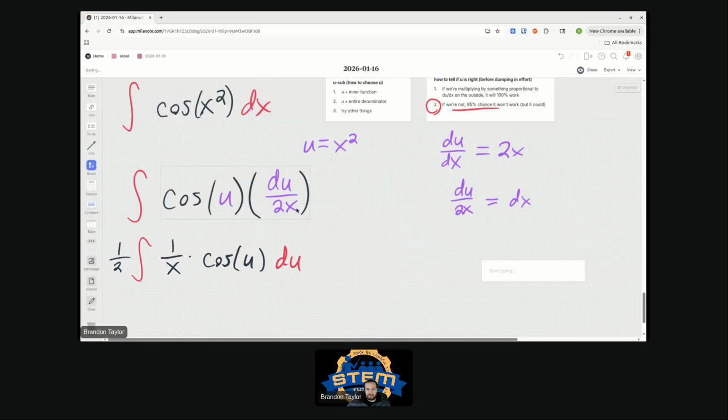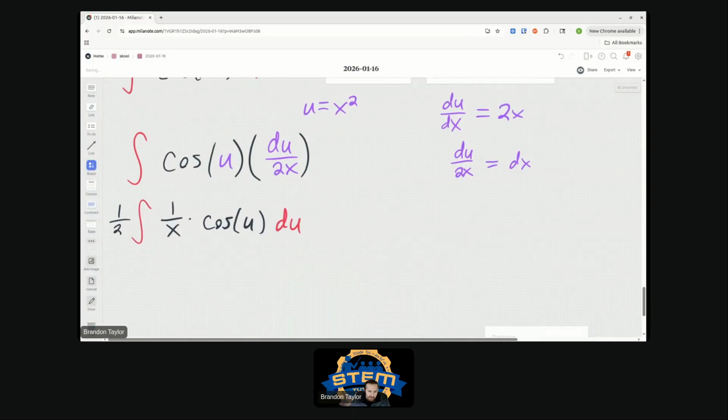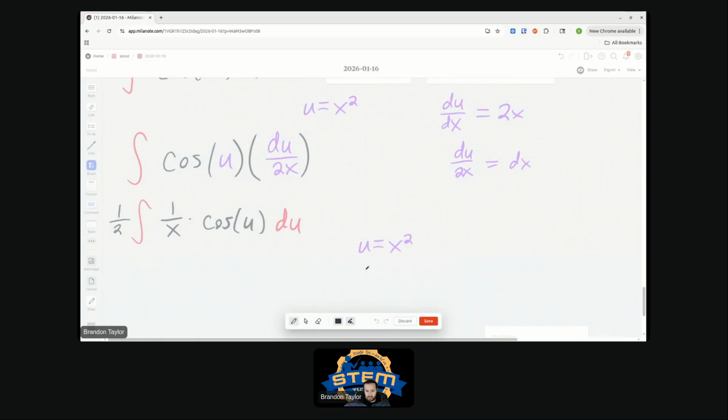Yeah, we're stuck. Now, what you can do, potentially, and this is the 5% of the time, not the 95%, is use your original choice of u and ask, what do I have in here? X. Is there any way I can rearrange this to get that? You just square root both sides. X is equal to the square root of u, and you could say 1 over the square root of u.